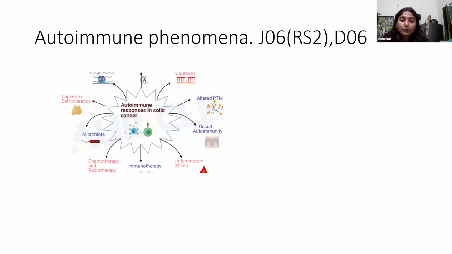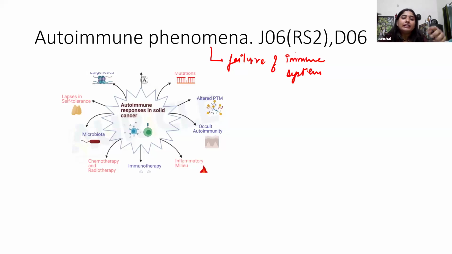So basically you can say that autoimmunity is due to failure of the immune system, and in this, the body starts targeting its own cells and its own tissues mistakenly.